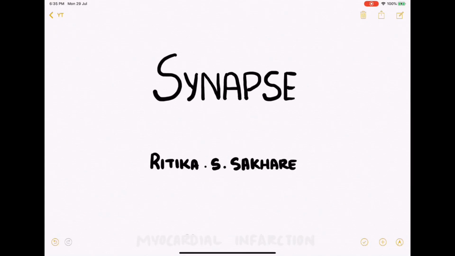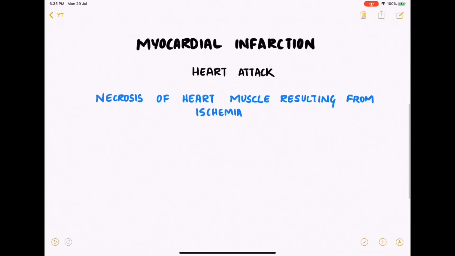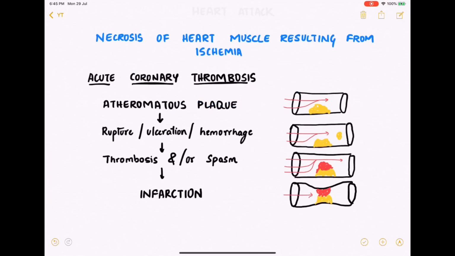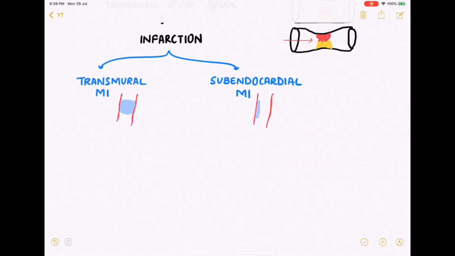This is Ritika and today we'll talk about myocardial infarction or heart attack. It is a necrosis of heart muscle resulting from ischemia. This happens because of acute coronary thrombosis. Normally, there is presence of some atheromatous plaque which undergoes rupture, ulceration or hemorrhage, which leads to thrombosis and or spasm, which finally leads to infarction. Now, this infarction could be transmural or only subendocardial.